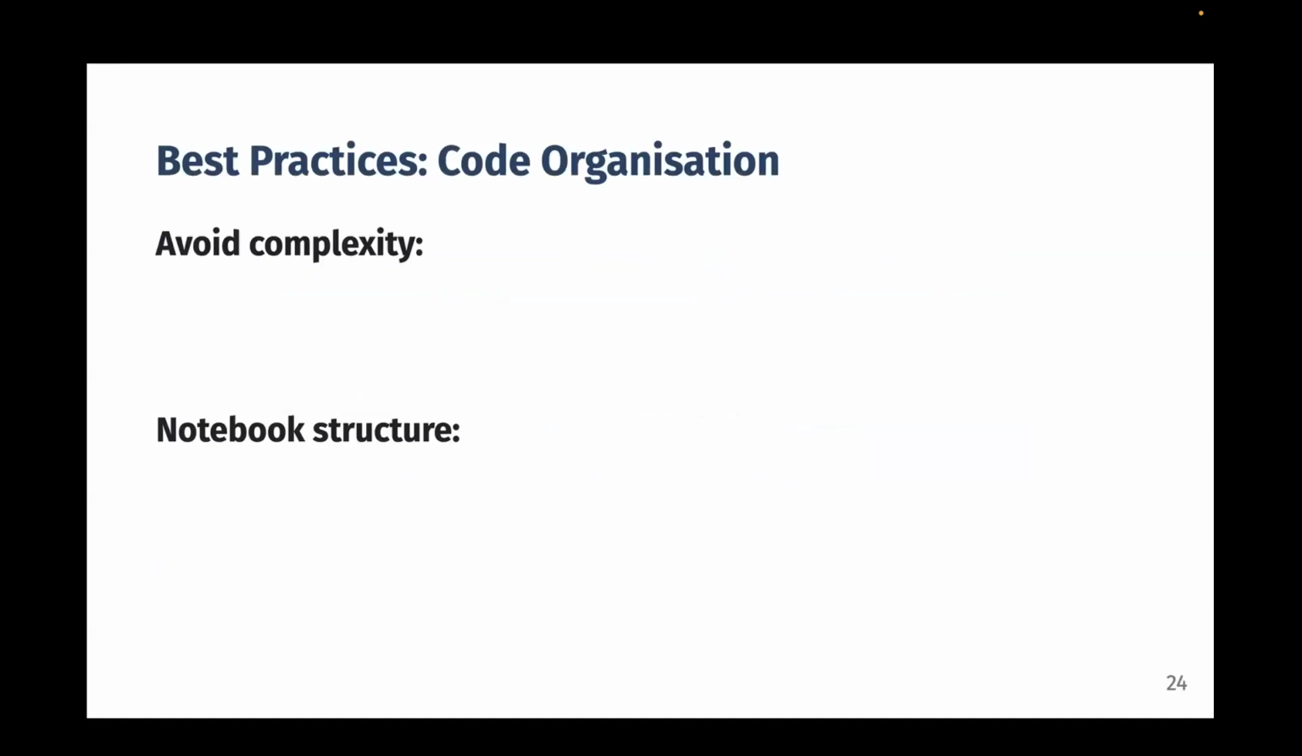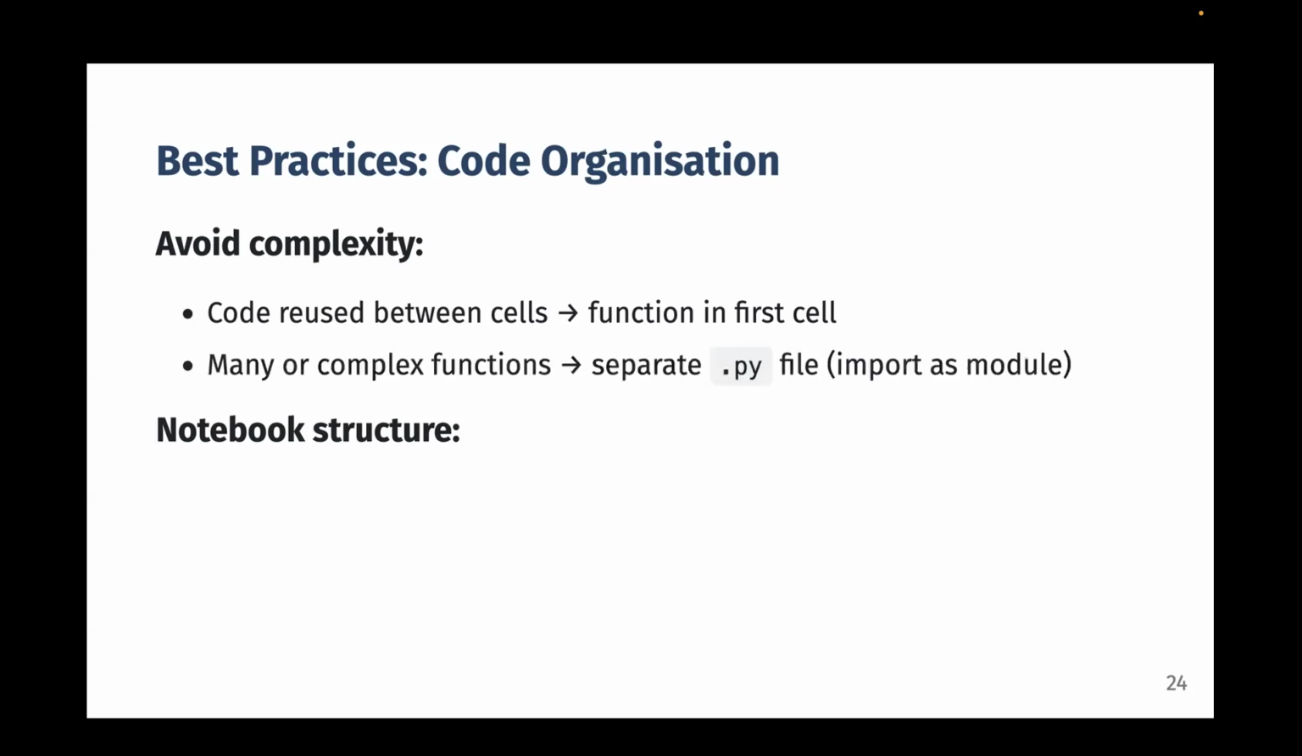Okay, so I mentioned earlier that notebooks should really be kept for code that is short and simple. So how do we ensure that, and what do you do if your code is not short and simple? Firstly, this is some basic programming practice. If you're finding yourself reusing the same code between cells, that probably indicates you should define a function in the first cell that you can then call in later cells in a single line. You really don't want to have to repeat code between cells.